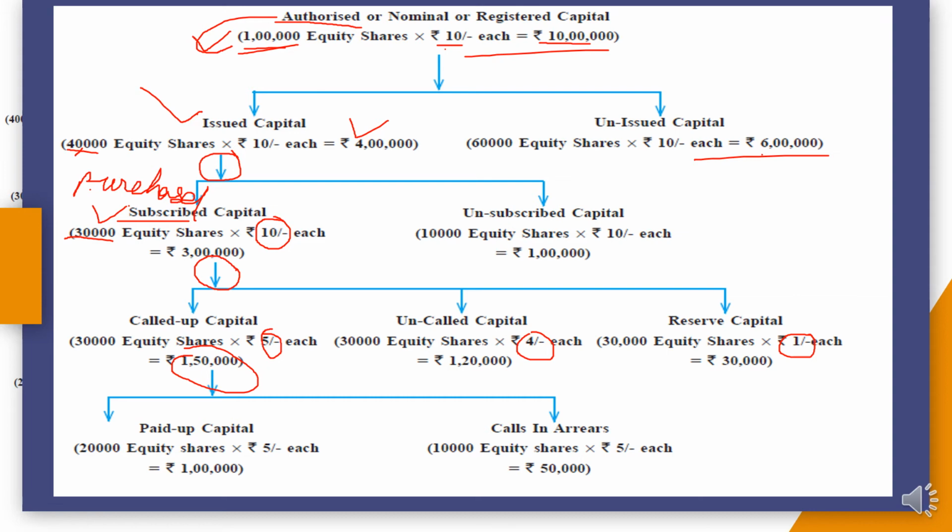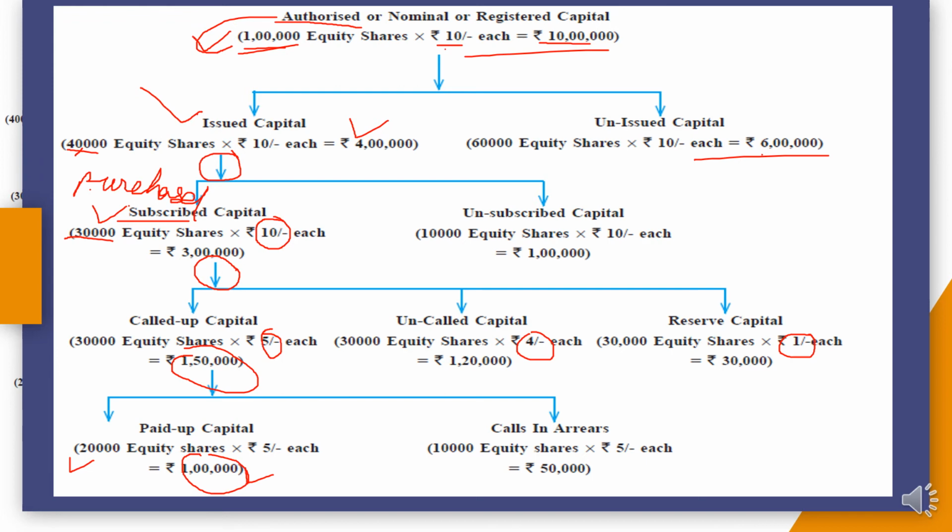Paid-up capital and calls in arrear. Paid up means which is paid by the public; calls in arrear means which is not paid by the public. For example, the company has demanded only 5 rupees from the 30,000 equity share subscribers, but out of that only 20,000 equity share subscribers have paid 5 rupees. So how much has the company collected? 1 lakh. So students, if you remember the number and the rate, you can calculate this amount. No need to memorize the rupee figure, you just remember the numbers and the rate. This will be easier for you.